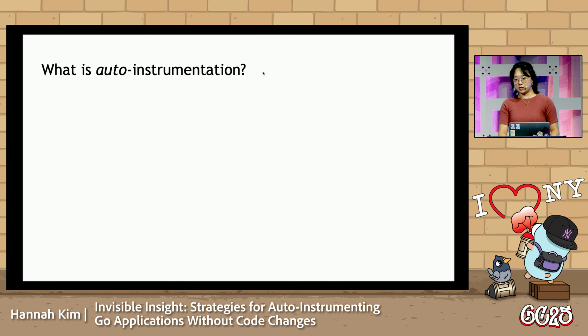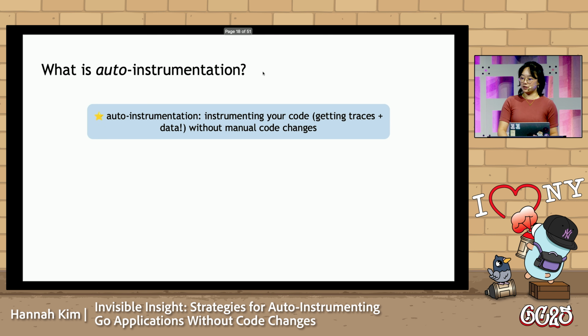So auto-instrumentation is exactly the act of instrumenting your code, getting telemetry like traces and profiles and metrics, without having to make any manual code changes. For the purposes of this talk, I'm going to define 2 different types of auto-instrumentation. The first one is going to be runtime, and the second one is compile time instrumentation. So first, what is runtime auto-instrumentation?